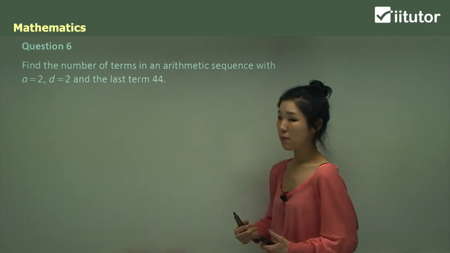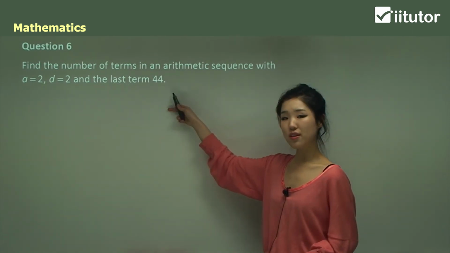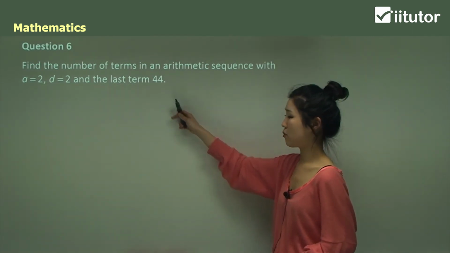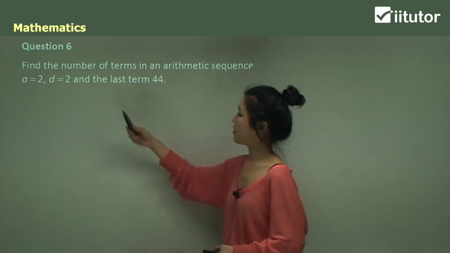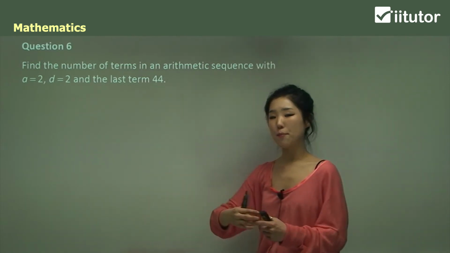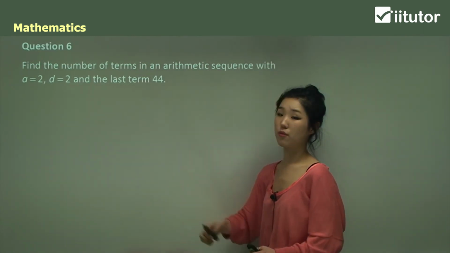So they give us 3 bits of information here: the first term, the common difference, and also the last term. The last term is 44. But what do we have to find? We have to find the number of terms. How many terms are there in that sequence, if the last term is 44?